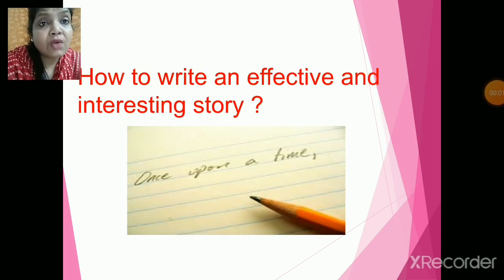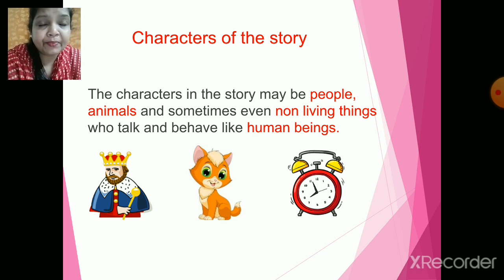Now, children, how to write an effective and interesting story? So yes, children, let us go through a few points and understand how to do that. Now, the first thing is the character of the story. Now, children, the character of the story could be people, animals, or even non-living things. But you have to imagine that they are human beings and you have to talk to them and behave like human beings. So this is what the character of the story is all about.